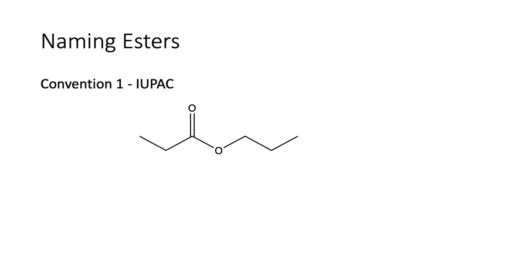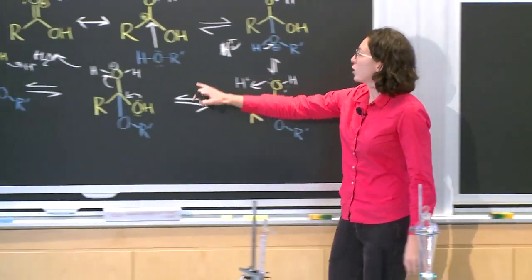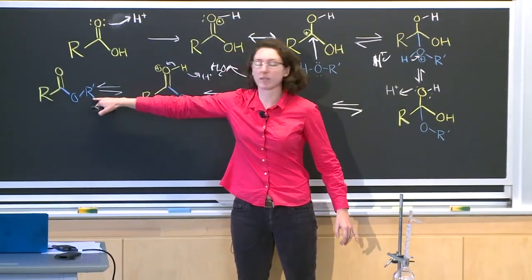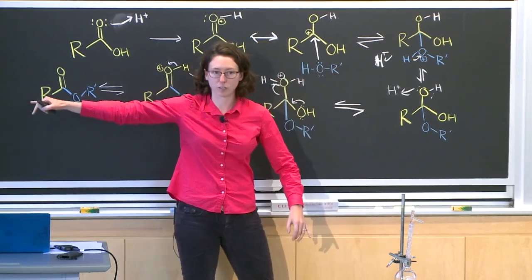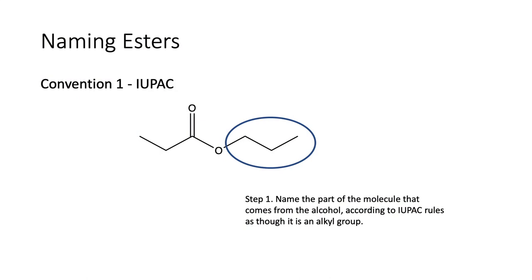Now we need to talk about naming esters, and there are a couple conventions that are used when naming esters. There's a few ways to do it. So the first one is the IUPAC straightforward way to name esters, and you start with the part of the molecule that comes from the alcohol. So if you notice over here, the blue stuff came from the alcohol, and it ends up as this group that's attached to the oxygen, not on the carbonyl side of the molecule. So you're going to start there. You'll name it as though it's an alkyl group, so something that is attached. So it'll have that -yl ending, like methyl, ethyl, that kind of thing. So this is a propyl group.